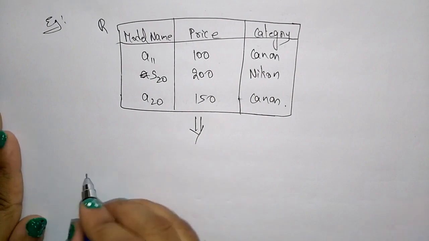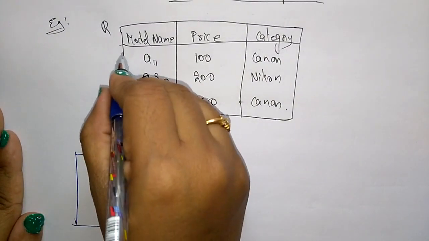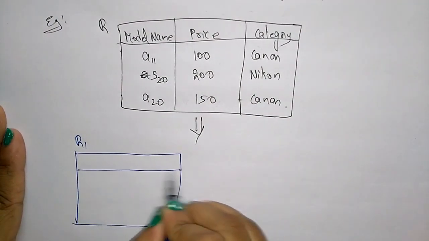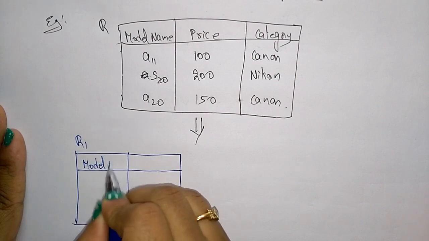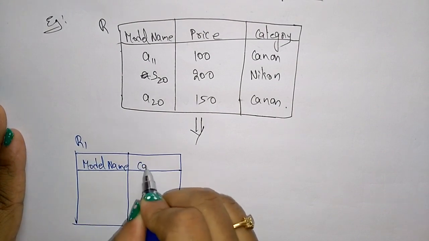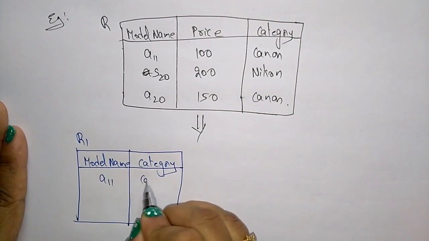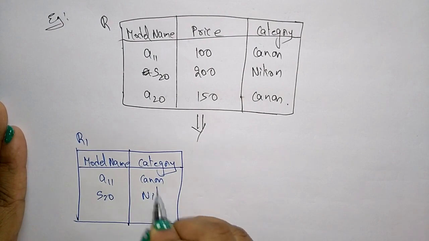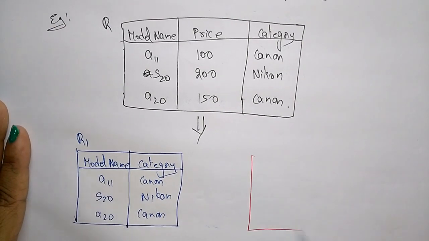For this, first I am taking the R1 relation. So this is the R schema, now decomposed into R1 and R2. R1 contains the attributes model name and, suppose, the category: A11 Canon, S20 Nikon, A20 Canon. Now I am taking the other relation R2.